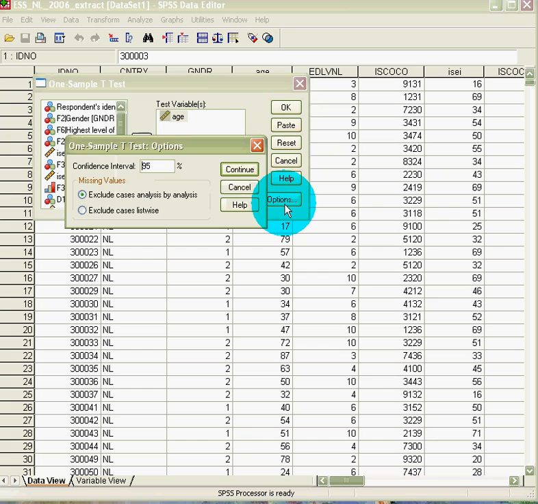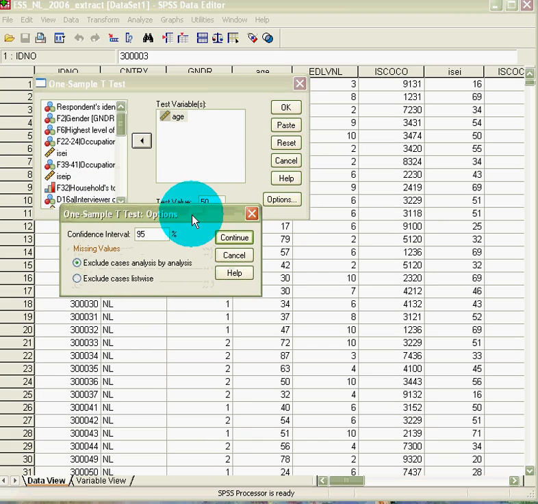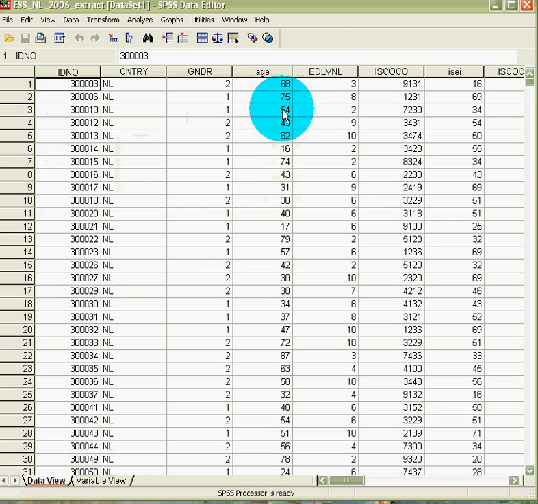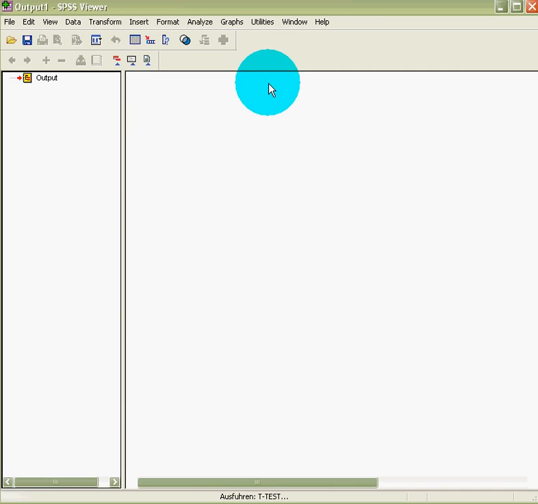We can click on options. There are not a lot of options here, but we can change this, for instance, to 99%. Whatever. Okay, you click on OK, and what do we see?